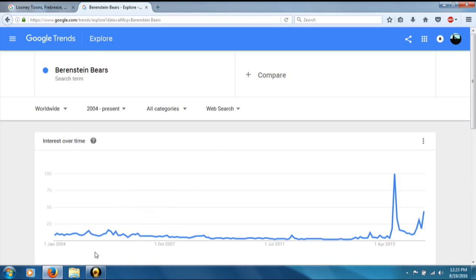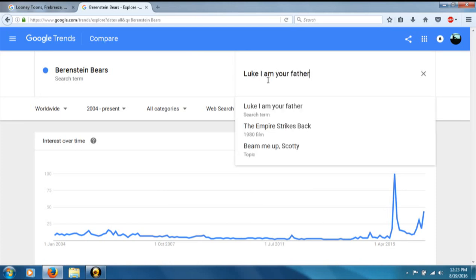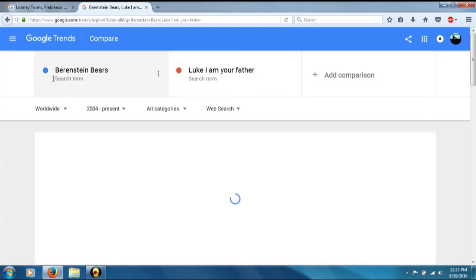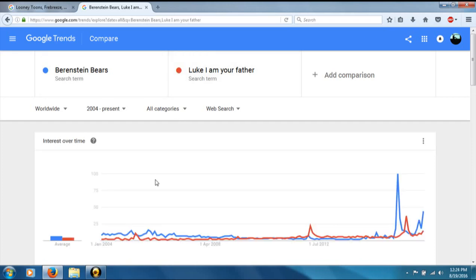Okay, and as you can see, it's got a little bit of spikes here and there. Big one here, August 2015. So then to compare, I'm going to put in Luke, I am your father, as we remember the line. Now the Berenstain will be in blue and the Luke will be in red, and it will show a comparison for that time period.